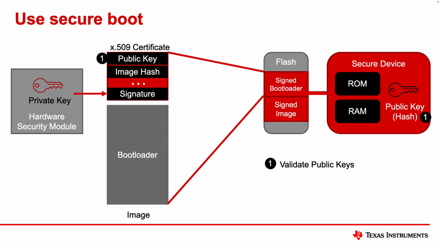Now when we turn the device on and we want to boot, the first thing we're going to do is validate the public key. So the public key that's in the certificate programmed in flash, we're going to hash that. And we want to make sure that that matches the public key that's programmed inside the device. If those don't match, we're going to stop. We're not even using the same keys. There's no reason to continue.